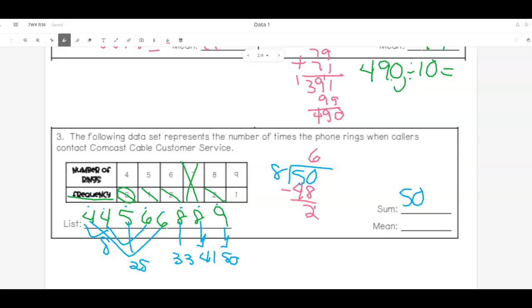Okay, 50 minus 48 gets me to 2, so I need to add a decimal and some zeros here. How many times does 8 go into 20? Try twice. 2 times 8 is 16. I'm going to get 4. Bring down another 0. 8 goes into 40 how many times?